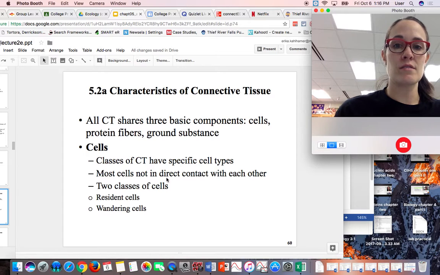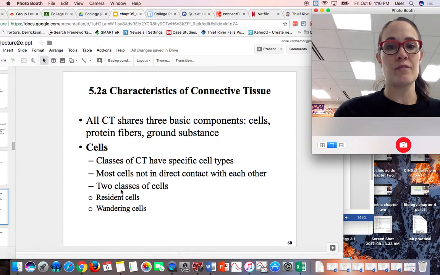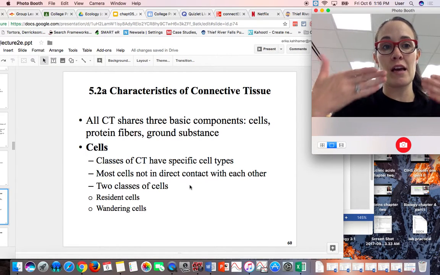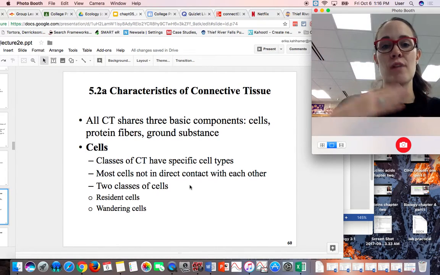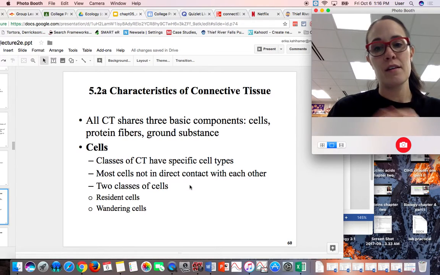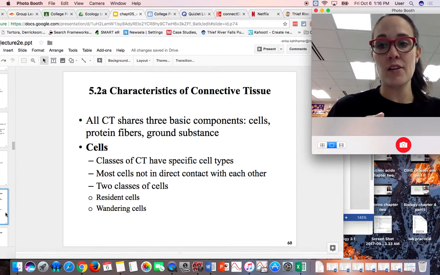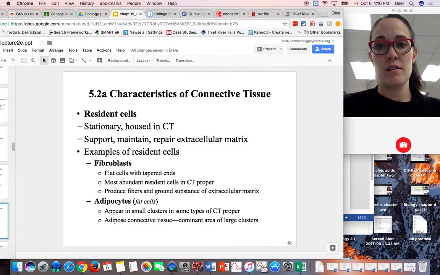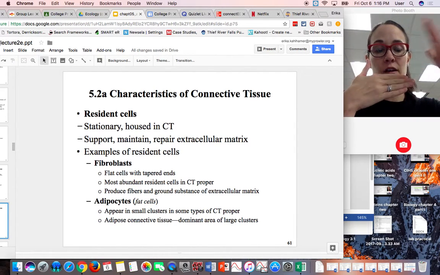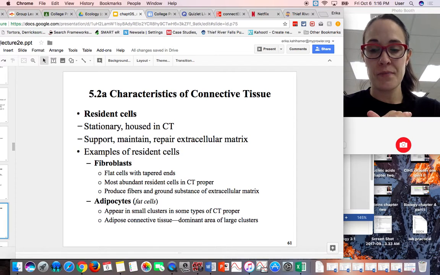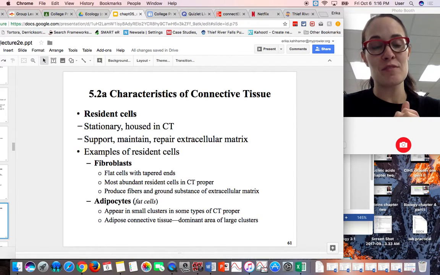So cells, different classes have different specific cell types. Most of these cells, compared to epithelial tissue, are not in direct contact with each other. The cells can either be resident cells or wandering. So resident cells are stationary. They're within that connective tissue. They're going to support it, maintain it, and repair the area outside of the cells. So some examples of cells that are resident cells within connective tissue.